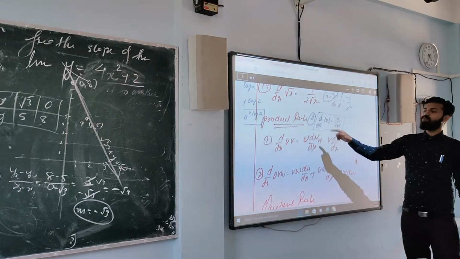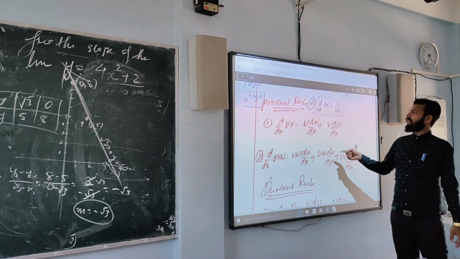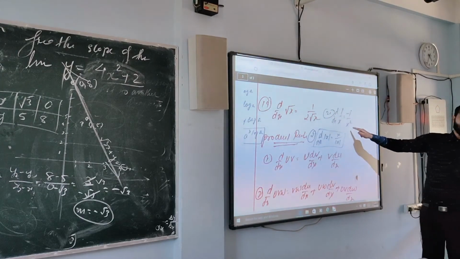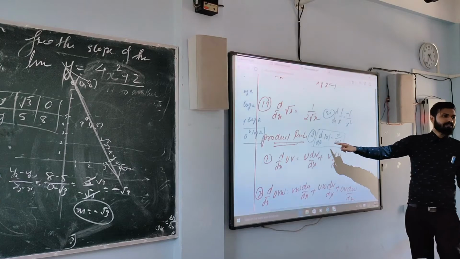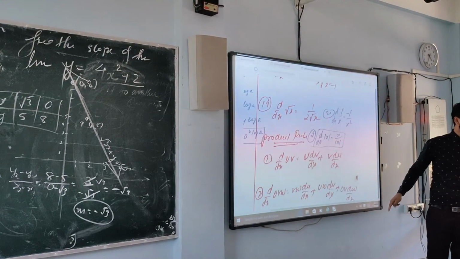Now comes the product rule. Product rule is also called the UV rule. Let us see, and this is one more thing. d/dx of 1 by x equal to minus 1 by x square. d/dx of modulus x: d/dx of mod x equal to x by mod x.